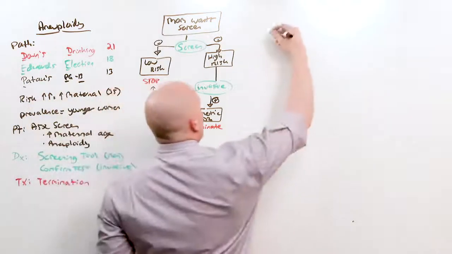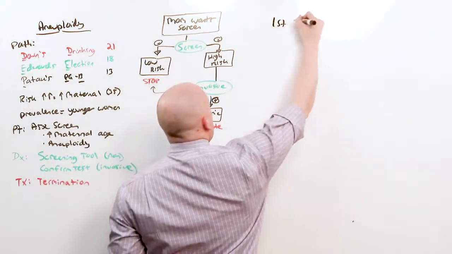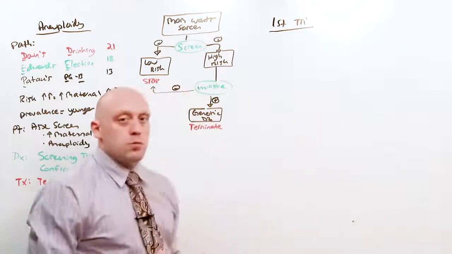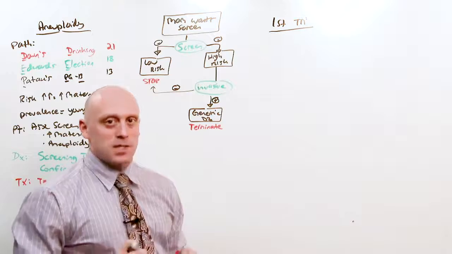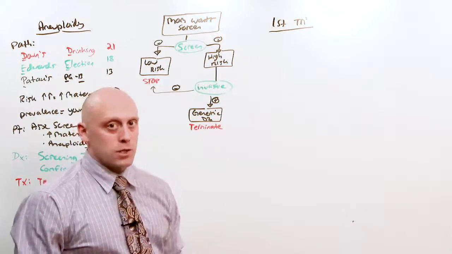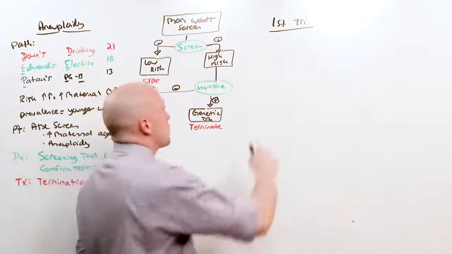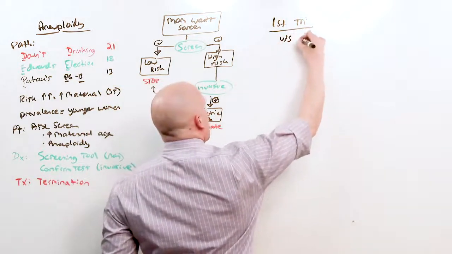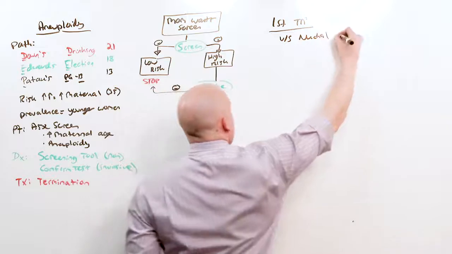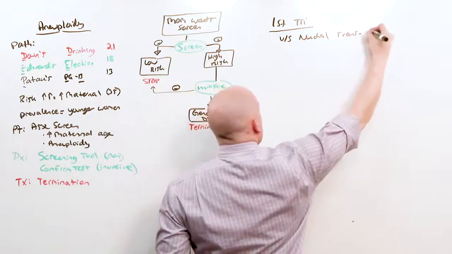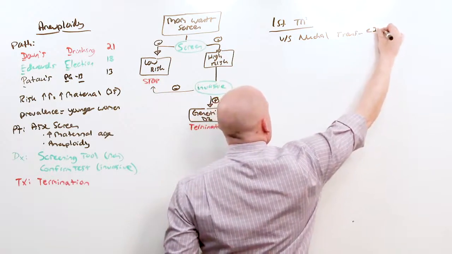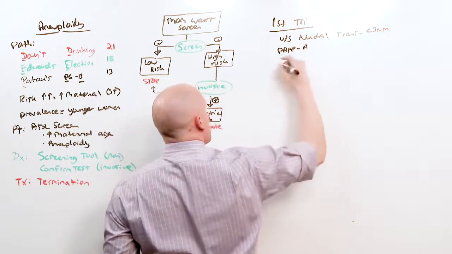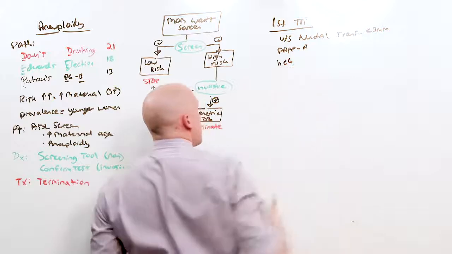Particularly for Down syndrome, but for all of these aneuploidies, there's the first trimester evaluation. First trimester screening is going to be the lowest sensitivity, but also the earliest intervention. First trimester screening involves an ultrasound for nuchal translucency, which should be less than 3 millimeters, a PAPP-A, and an HCG.